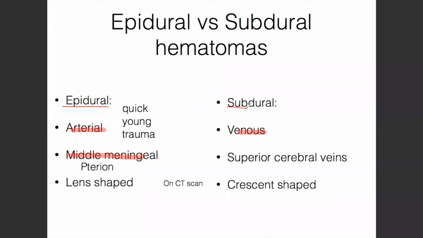But the subdural hematoma is due to venous bleeding. The veins have less pressure than the arteries, so it takes time. And it's usually in old people. Really old people, over time, would have venous blood collect and it would cause a subdural hematoma. Okay, did you get this so far?